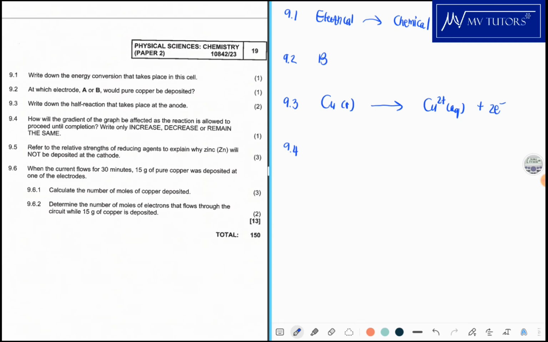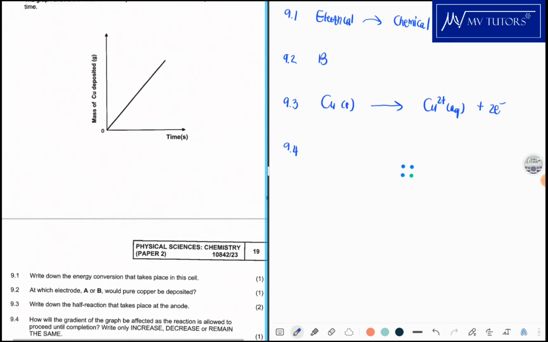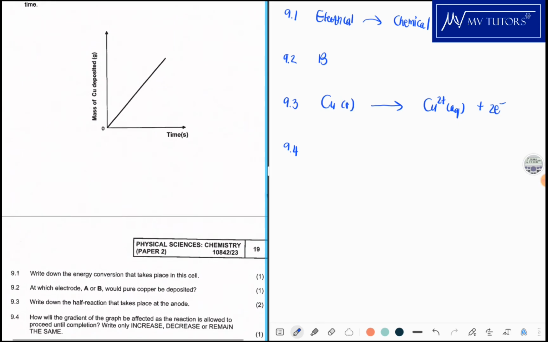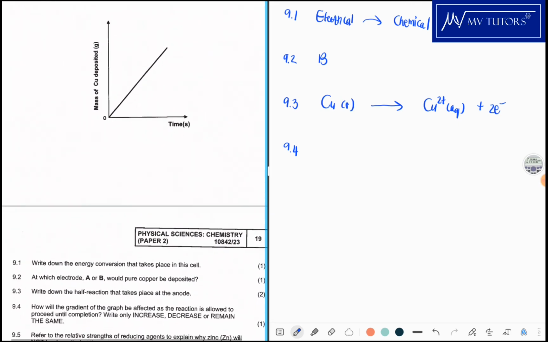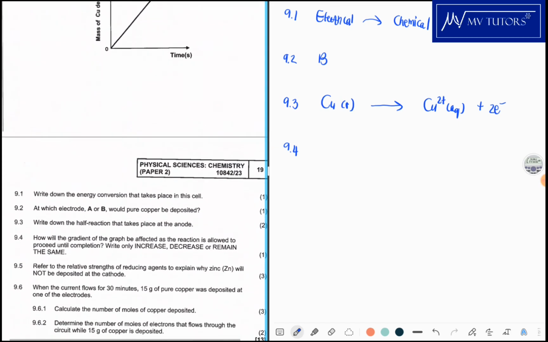9.4, how will the gradient of the graph be affected as the reaction is allowed to proceed until completion? We're not expecting any change. This graph will remain as it is, okay? And once it's complete, it still remains as it is. So in this case, it remains the same. It's not like a rate of reaction graph where once it reaches equilibrium, it now is parallel to the x-axis.